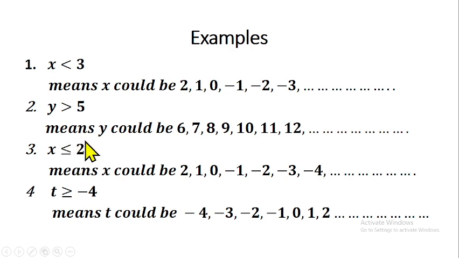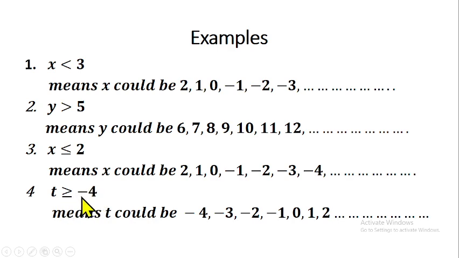So that means 2 is part, because it could be less than or equal to. So that means 2 is there. Then when it's less, that will be 1, 0, minus 1, minus 2, minus 3, minus 4, and so on to infinity. Then this one also means that t is greater than or equal to minus 4.